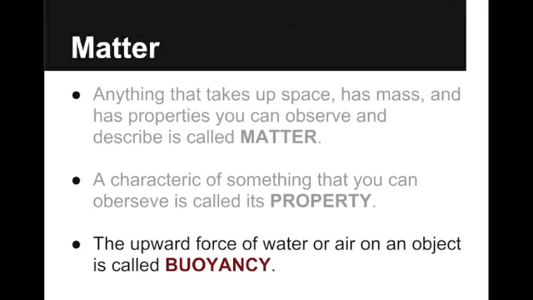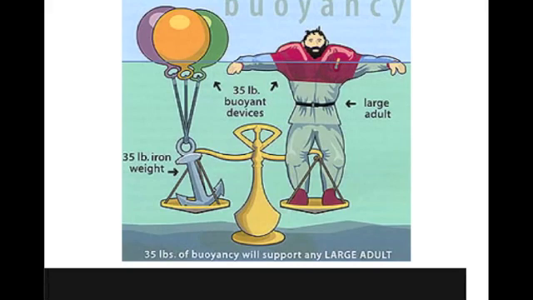Buoyancy is the upward force of water or air on an object. It's the way that things are kept afloat. So for example, in this picture here, the swimmer is kept afloat due to buoyancy. Fish are buoyant. Corks are buoyant. It's also about air. So a balloon floats in the air due to buoyancy.